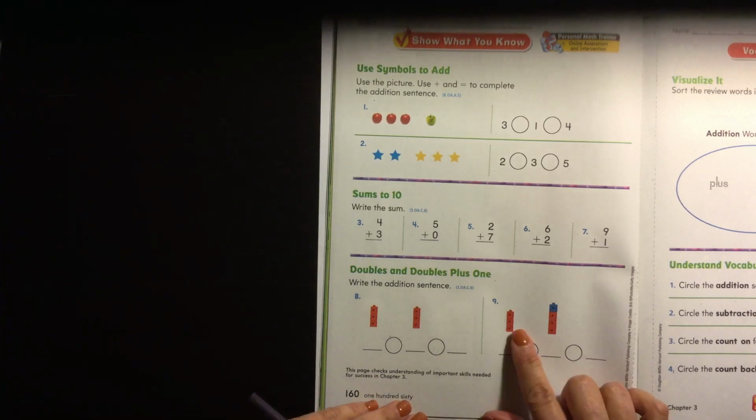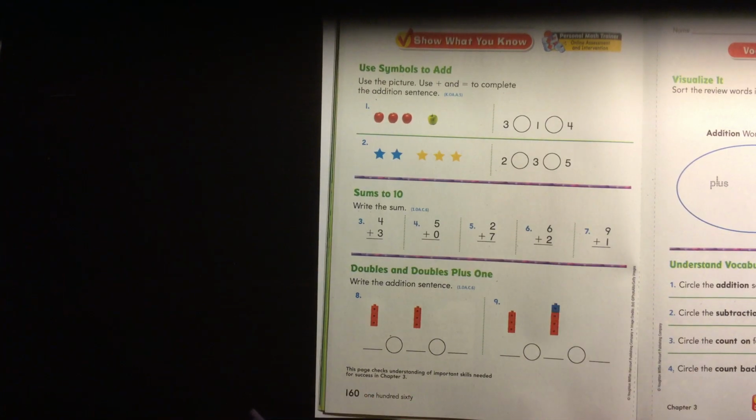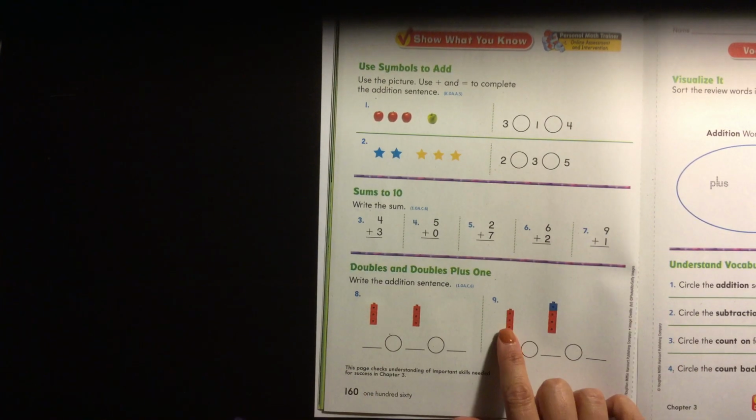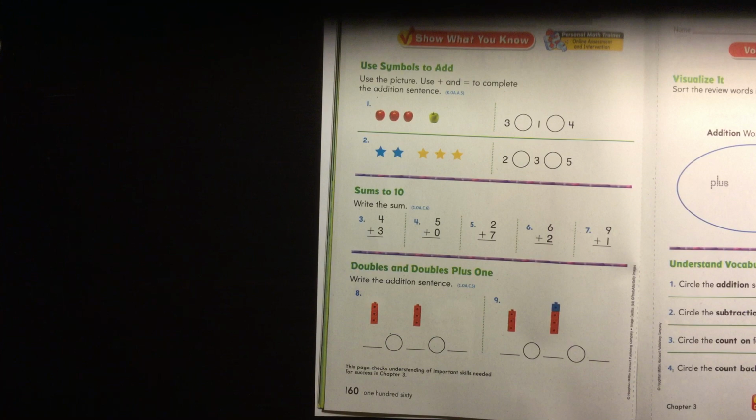All right, next, we're going to look at the same thing, but it looks like this time the blocks are a little bit different on this side. So again, you're going to write an addition sentence that represents this picture and then find the answer, the sum. Go ahead and pause the video and do that.